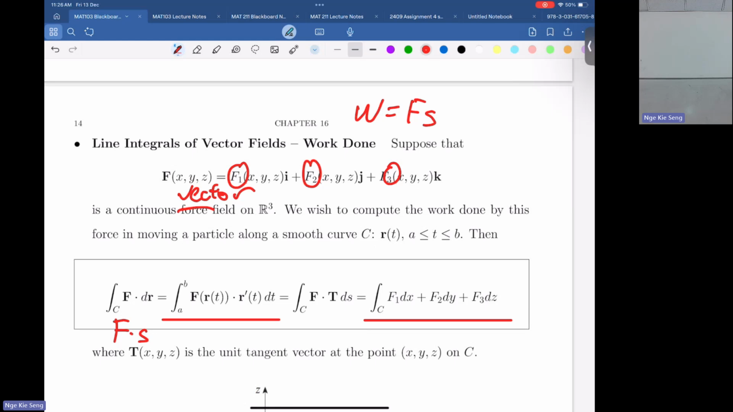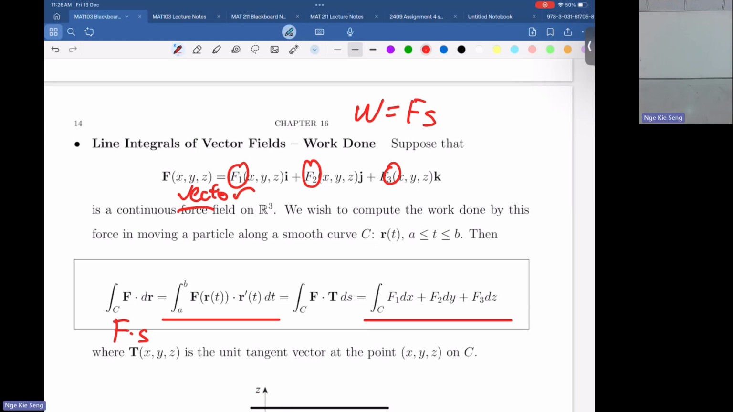Because the C you consider is usually a curve in R3. If it is curved, we need to use infinitesimal pieces to compute it, and then it turns into an integral. You need to compute the limit from 0.